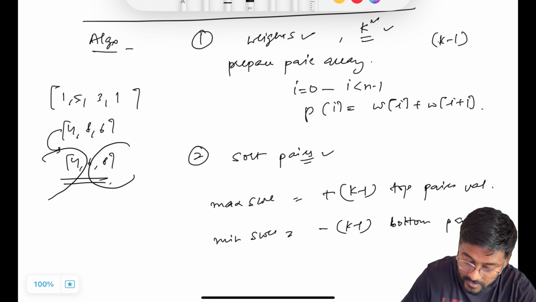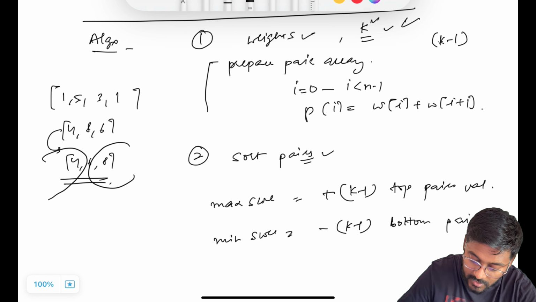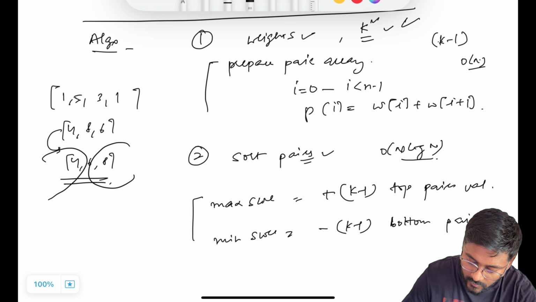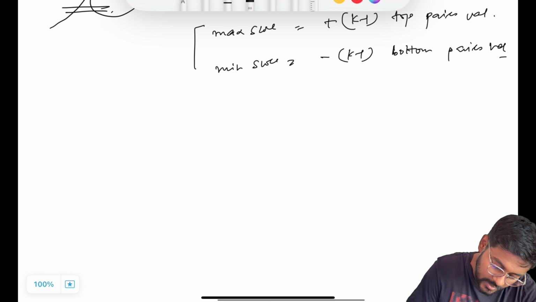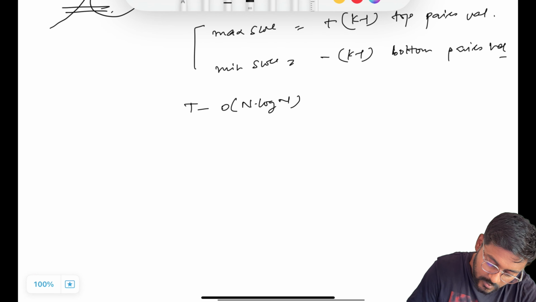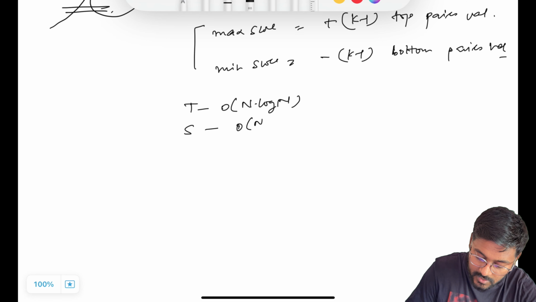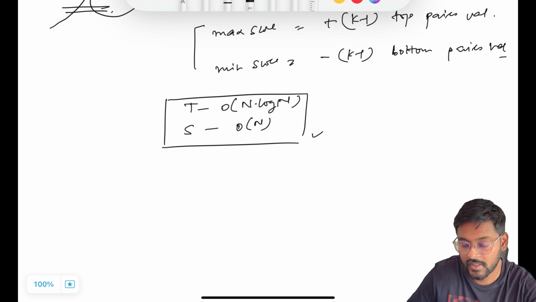And what is the time and space complexity? First of all, we have the weights. We have prepared the pair array in order of n, linear time. Sorting took order of n log n time, and then order of k time. So ultimately the time complexity will be order of n log n, and the space complexity is order of n because I am capturing the pair sums.